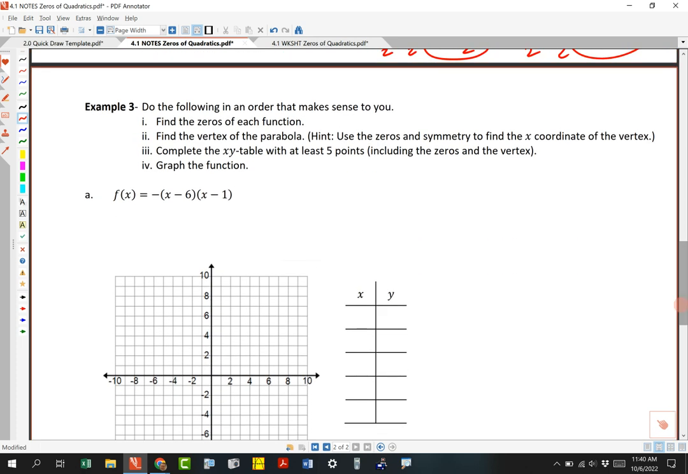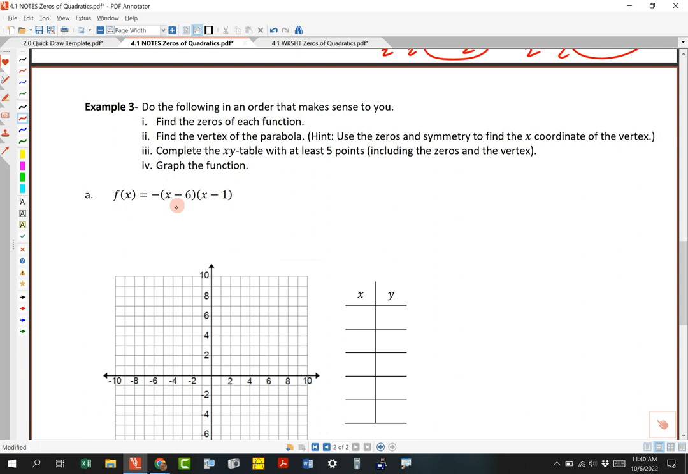So I think we've got 2 more problems on the backside. These are graphing ones. I really don't care what order you do these in as long as you get everything done. Just do it in an order that makes sense to you. The first thing is find the zeros of each function. Find the vertex, and there's a hint there. Use the zeros and symmetry to find the x-coordinate of the vertex. Complete the XY table with at least 5 points. Include the zeros and the vertex, and then graph the function. Okay? So let's do this.